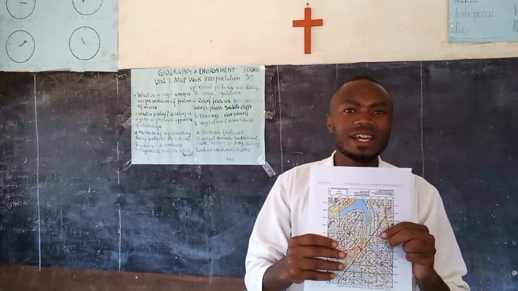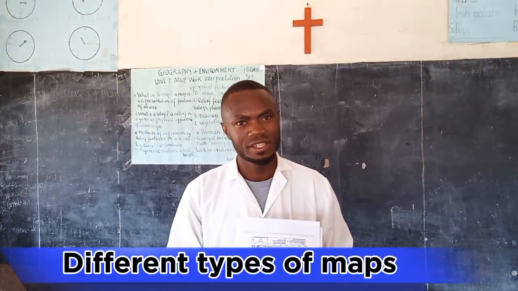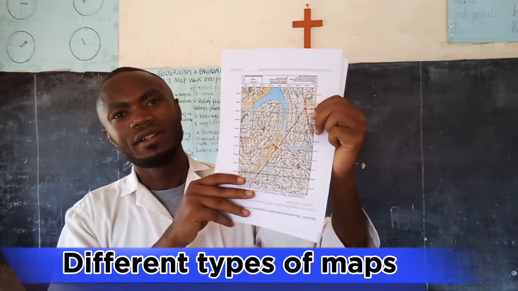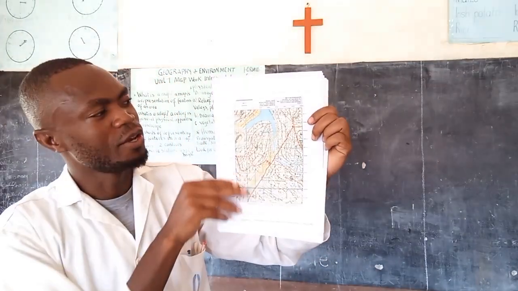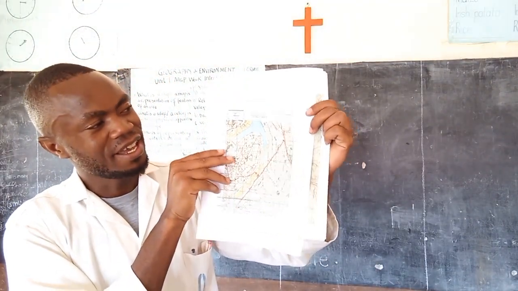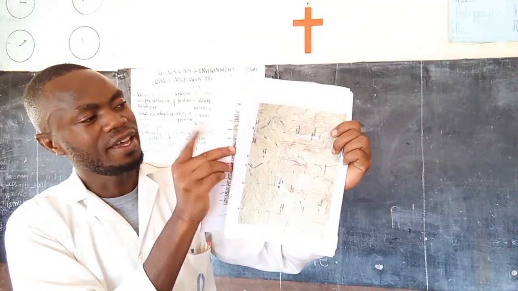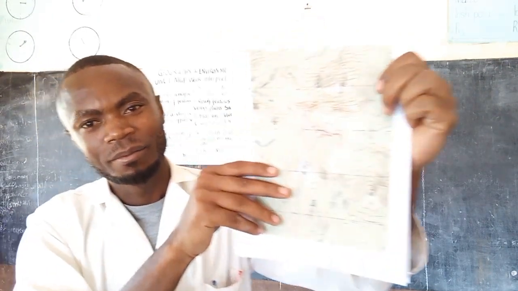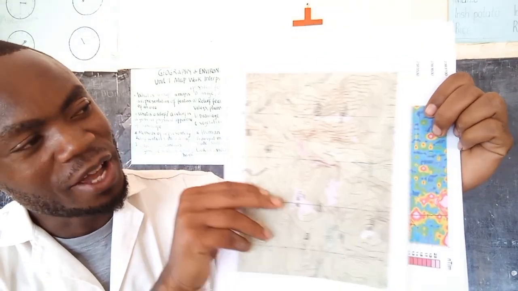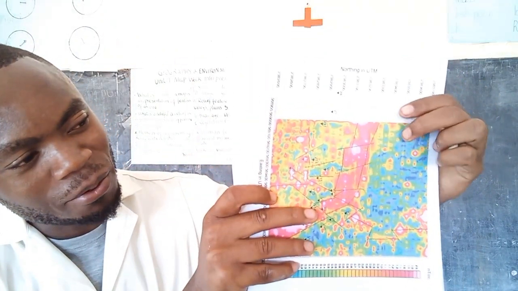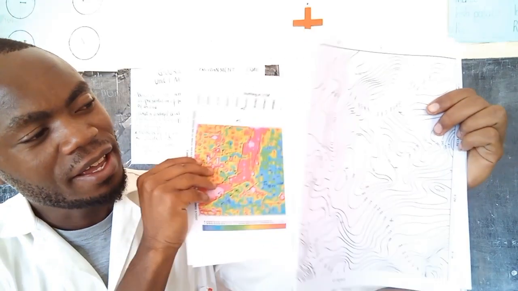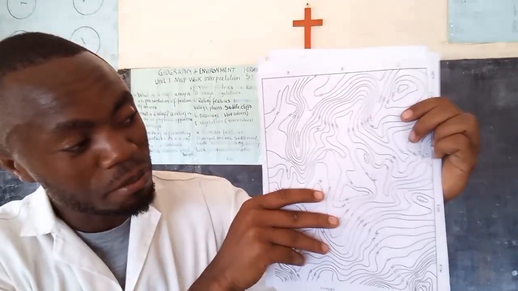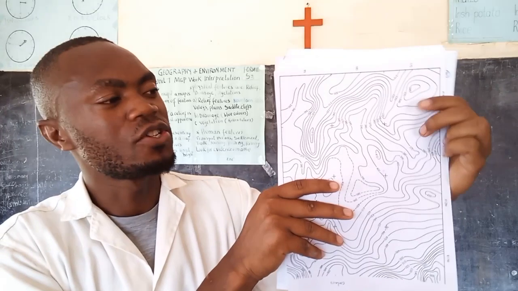Here we have different types of maps. This one is one type of map. We have here another type of map, and we have also another type of map. Then you are going to tell me what are the types of those maps mentioned above.